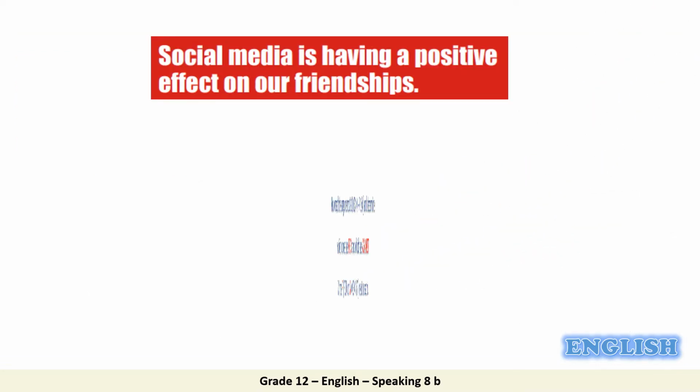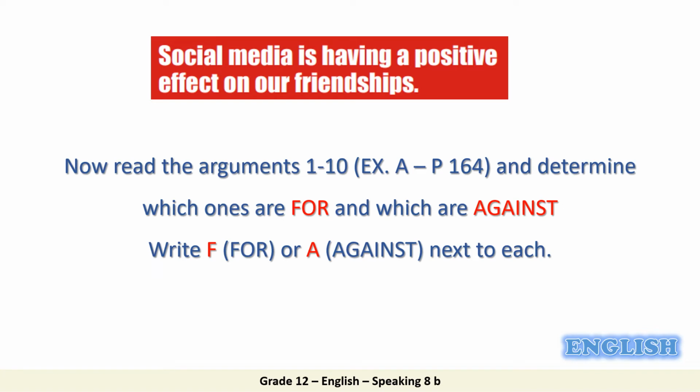Now please go to page 164. Read the arguments from 1 to 10 and determine which ones are for and which are against. Write F for and write A for against next to each one. Okay, you've got this big title over there. Social media is having a positive effect on our friendships.